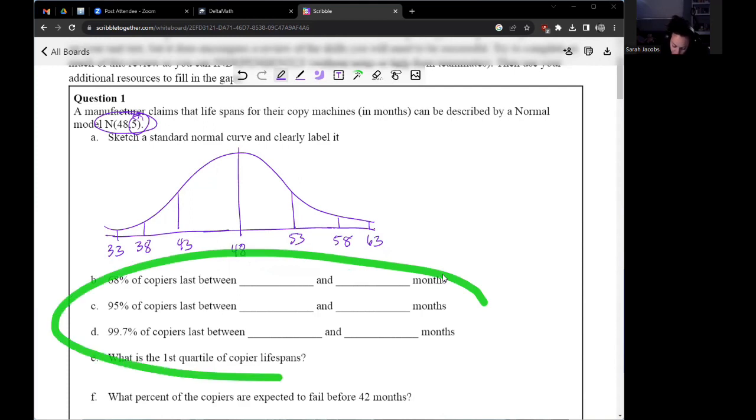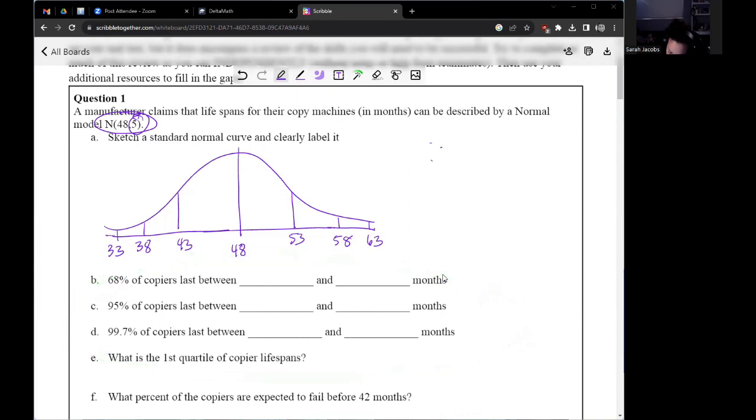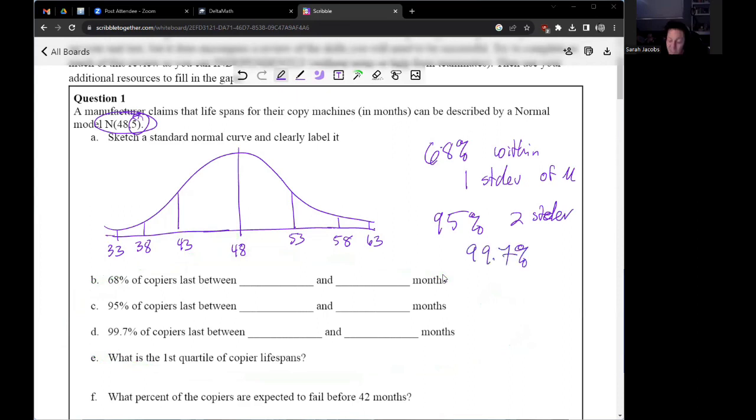Now these first few questions refer to the empirical rule. And so remember, 68% of all the data falls within one standard deviation of the mean. So one standard deviation above to one standard deviation below. 95% is within 2 standard deviations. And 99.7% of the data falls within 3 standard deviations. And again, this is just with a normal distribution.